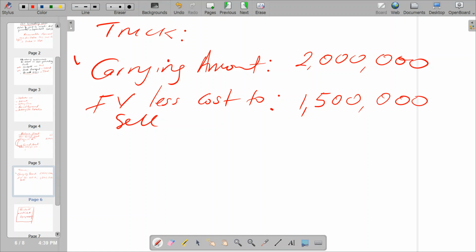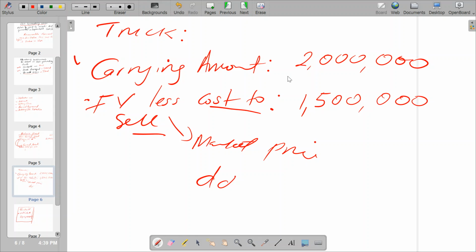Okay, the value that it appears as in the books of the company. The fair value less cost to sell is the market price. Okay, it is the market price minus any cost we incur in selling it. Okay, cost to sell has to do with cost of selling the asset, which can be advertisements. Okay, they are cost to sell. So we have two values here, carrying amount and fair value less cost to sell.